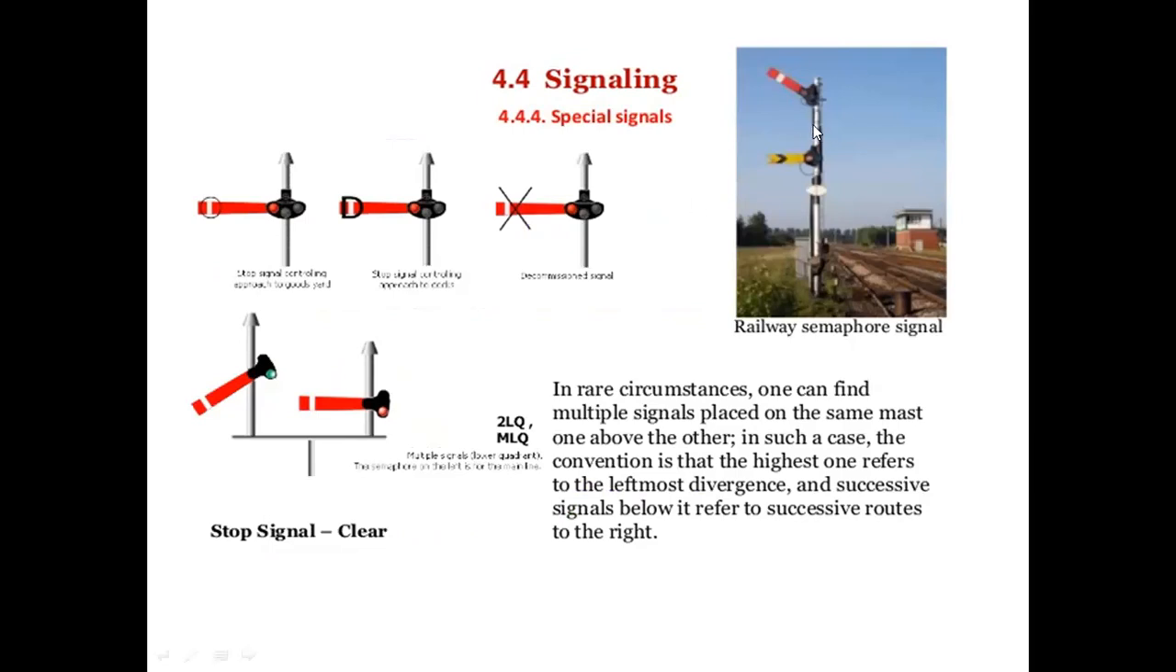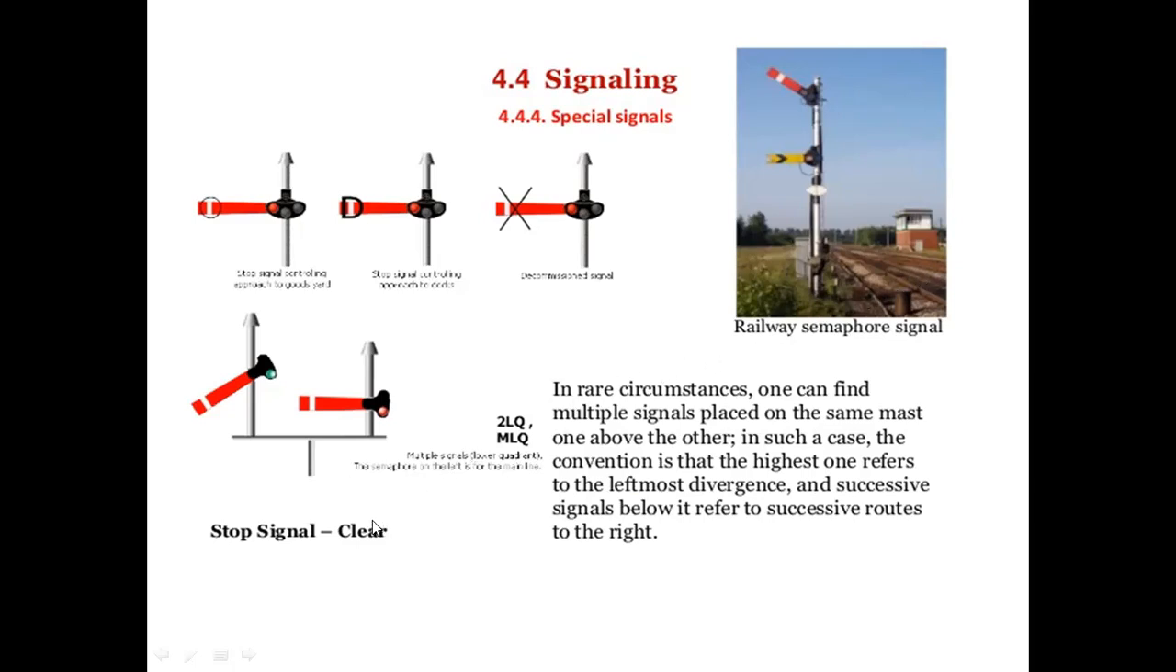Here you can observe there are two lever arms and two routes must have been placed here. This is the most left. The highest one refers to the leftmost divergence. For this track, it indicates the above, and for the second left, it indicates the second lever arm. The train driver or the locomotive operator can see these lever arms while traveling on the tracks.